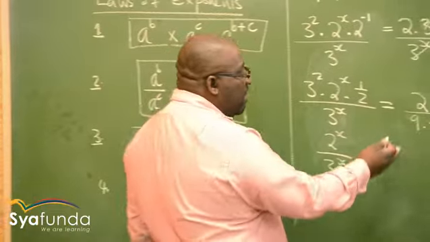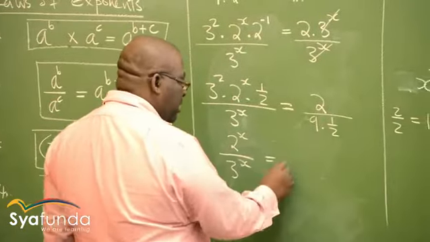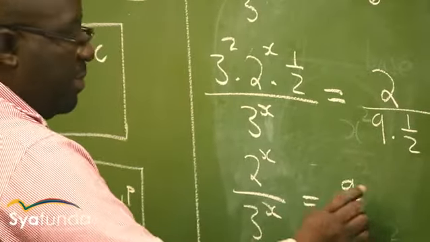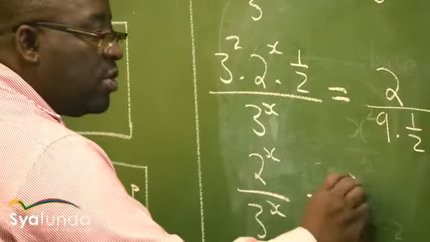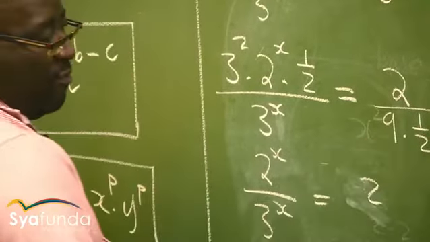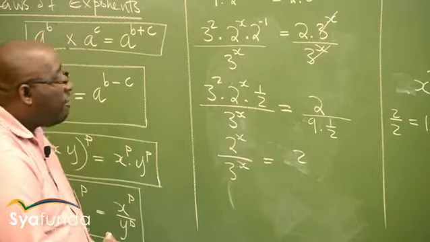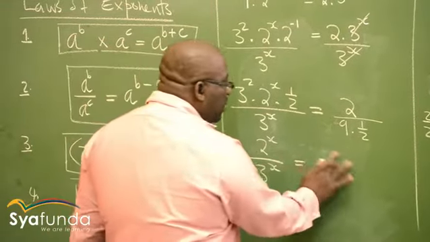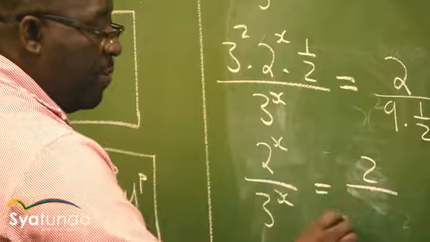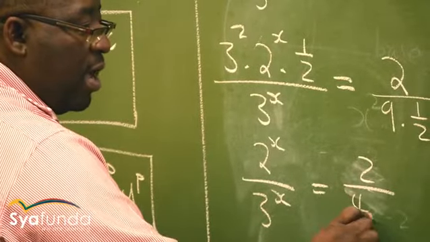Okay, I divide by... if I want to change, this is the same as 9 over, not 9, but 2. This is 2 over, what is 9 times half? What is 9 times half? It is half of 9. It is 4 and a half. So this is just 2 over 4 and a half.